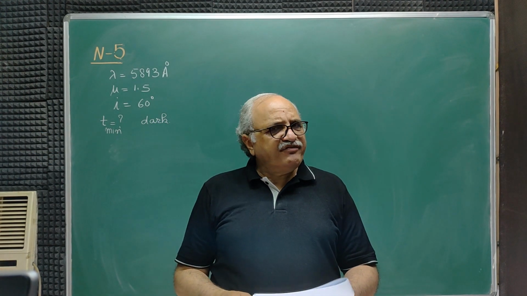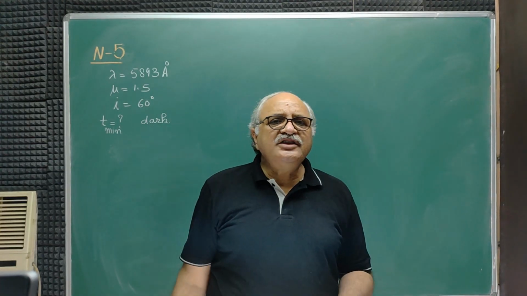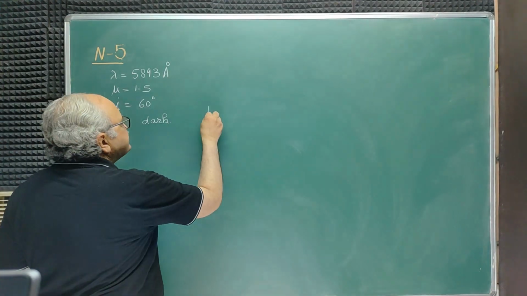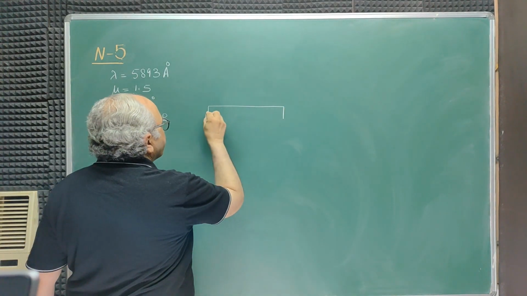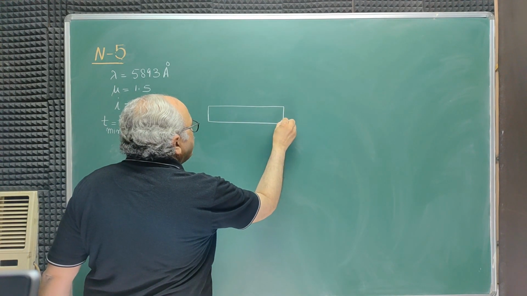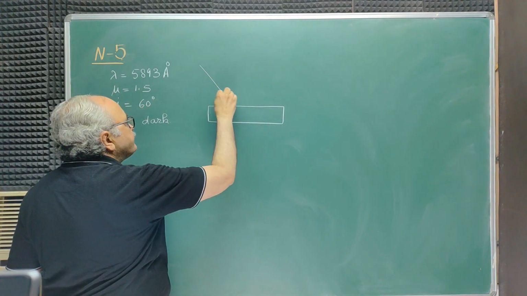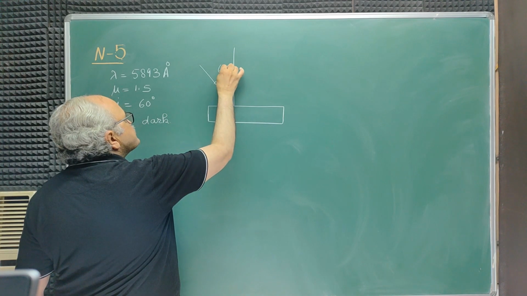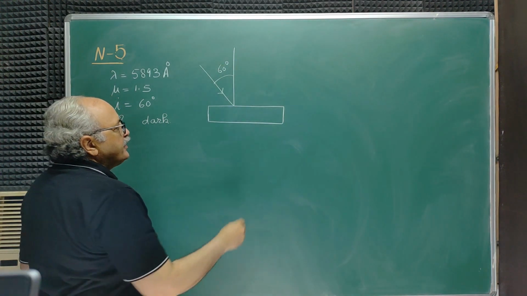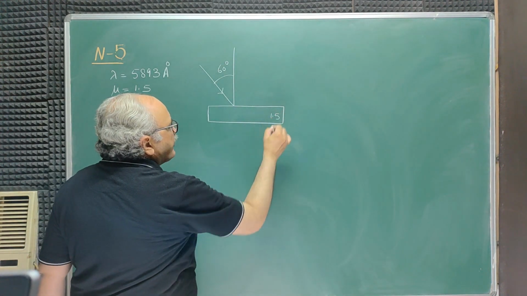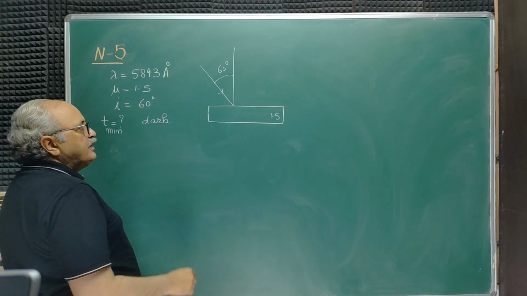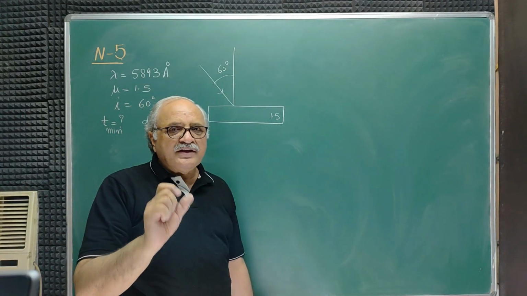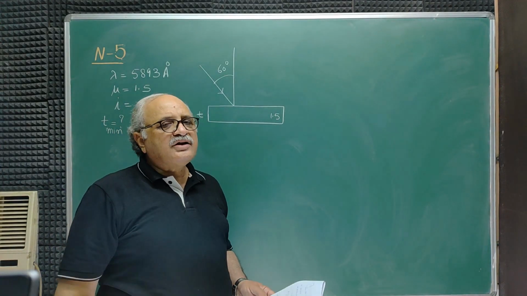Now let's take the fifth numerical. In this numerical, it is given that there is a thin film illuminated by a monochromatic light at an angle of incidence equal to 60 degree. The refractive index of the film is 1.5 and the thickness we have to calculate is the minimum thickness for which it appears dark to us.